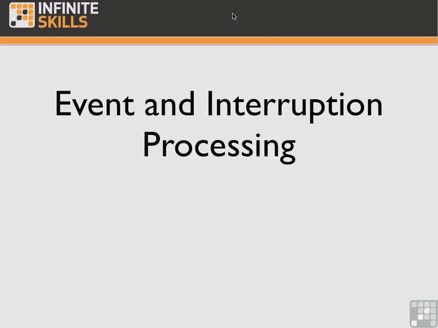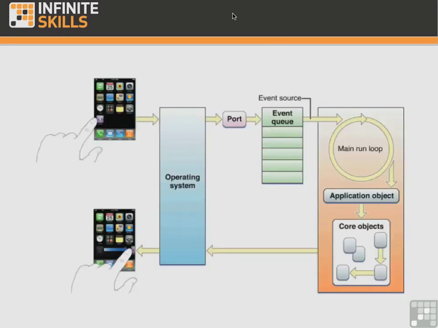Now let's talk a little bit about event and interruption processing. What actually happens when the user taps something? The tap is an event that must be processed. The functionality provided in the UIKit framework manages most of the application's infrastructure. Part of the initialization process mentioned before involves setting up the main run event loop and event handling code, which is the responsibility of the UIApplication object.